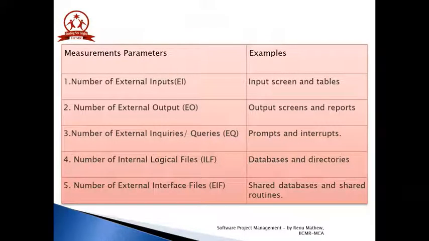In short, we can say that FPs or function points of an application is found out by counting the number and types of functions used in the application. The external inputs are counted based on input screens and tables.